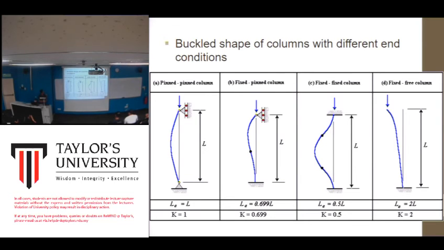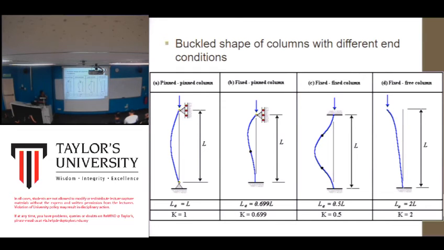If you fix one end and the other is a pin, then the buckling shape is going to be like that, slightly different from this. And if you fix both, that's how it's going to be. But again, as I mentioned, it depends on the material that you use for the column. If you use steel or timber, most likely you can see this shape. But if you use concrete, it's normally very difficult to see the buckling shape.